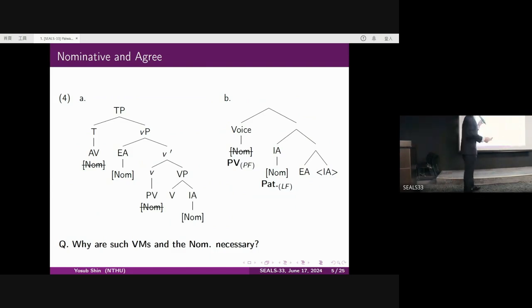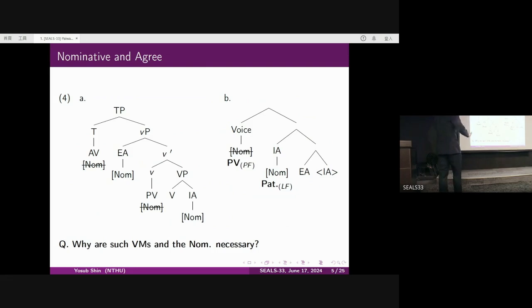So because of this reason, if we assume this kind of structure, we actually cannot account for why they seem to agree with each other, because PF and LF are two different kinds of interfaces, they cannot communicate with each other. However, in this kind of system, we can account for why they seem to agree with each other.